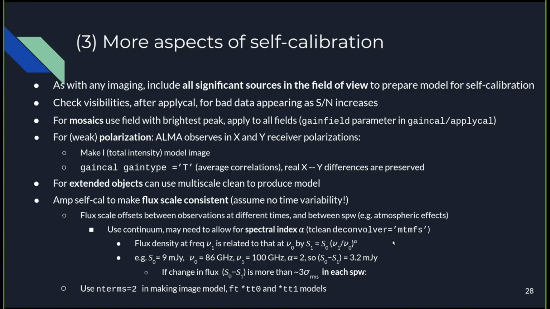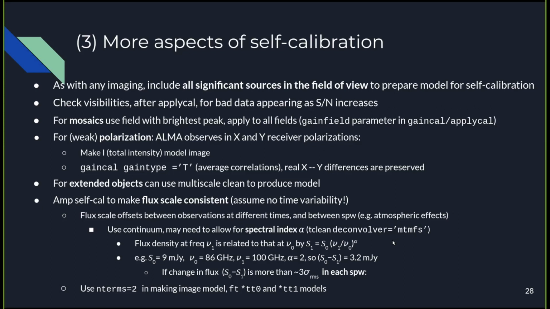For polarization, if you use gain type equals T in gaincal, that will average X and Y, which means that the solutions will be good for the average and you won't destroy the actual intrinsic offsets between X and Y, which will give you your target polarization. But you do have to be quite careful about that. And you may have to do an iterative thing of doing some polarization calibration, then doing some more self-calibration, then redoing the polarization calibration.